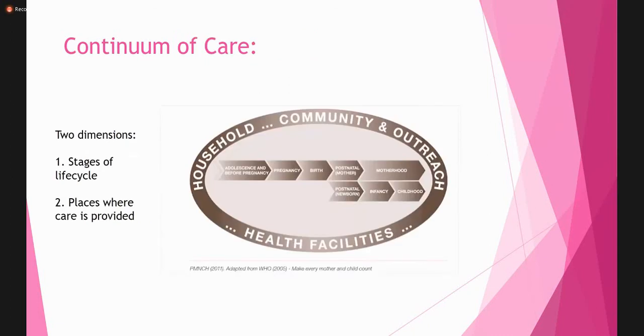Continuum of care. So this has 2 dimensions: the stages of the life cycle and the places where the care is provided. So the care is provided in the household, community, and outreach facilities, and then the healthcare facilities. And the life cycle: adolescence and before pregnancy, the females of childbearing age, if they are given proper care, then they will have better outcome for pregnancy and giving birth to a child.